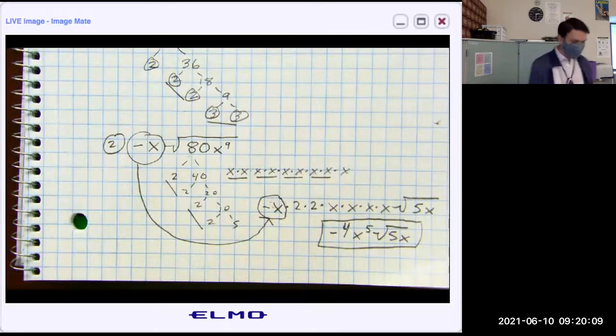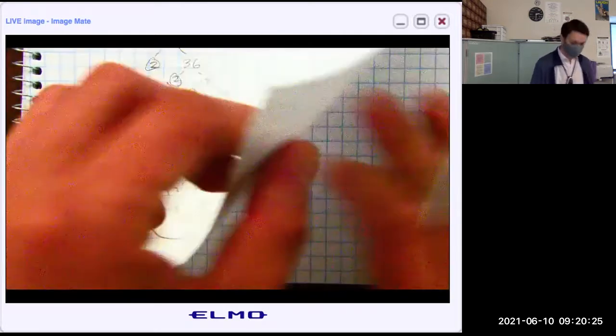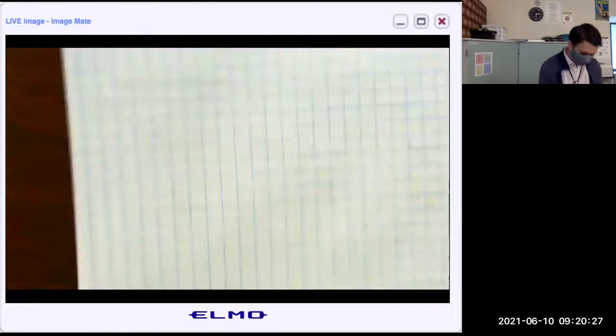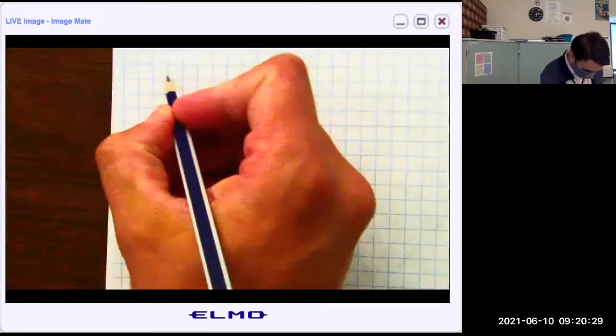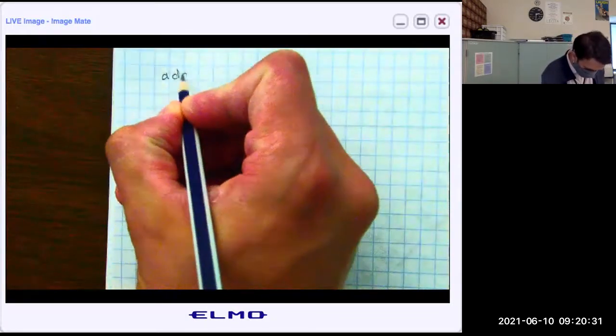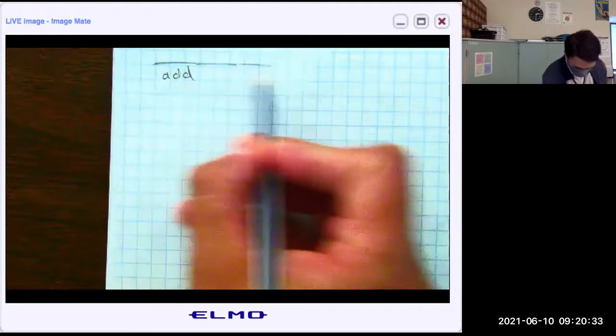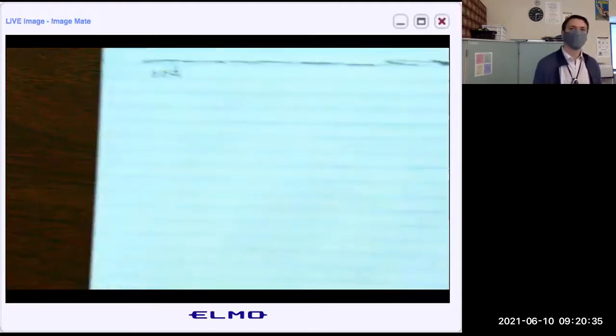Okay, so let me show you something else. That's simplifying. And on your homework today, you're going to have some simplifying. But your purpose today is also to be able to add and subtract as well. So let's talk about how that happens. So we're going to make a little section here. We're going to call it, we'll just say add. That's how you simplify. Now let's talk about how we add.